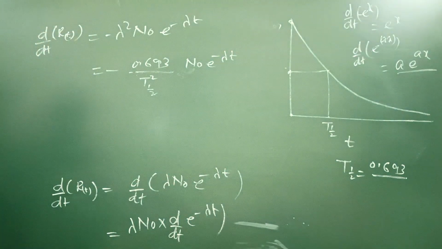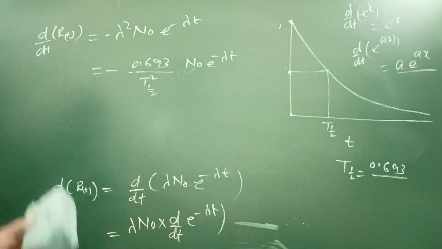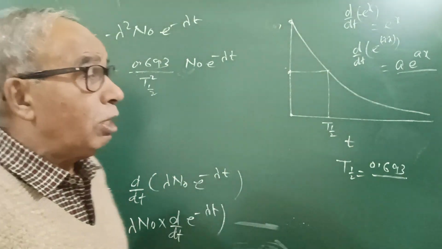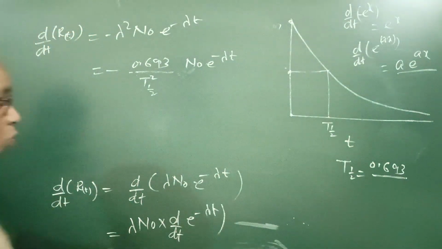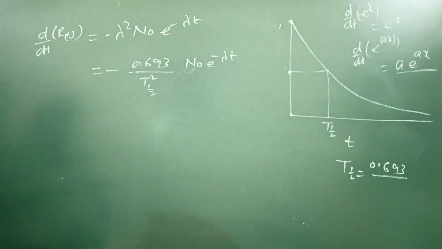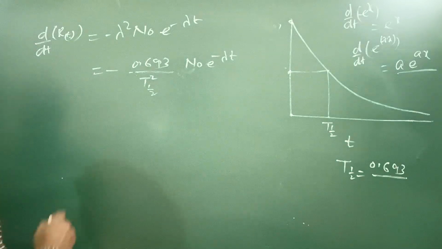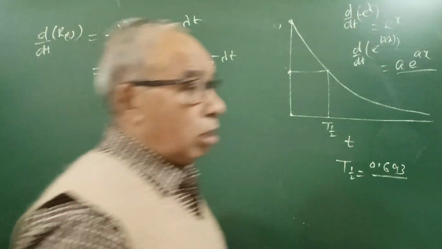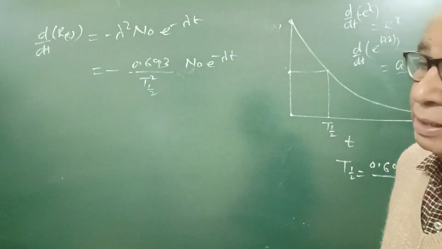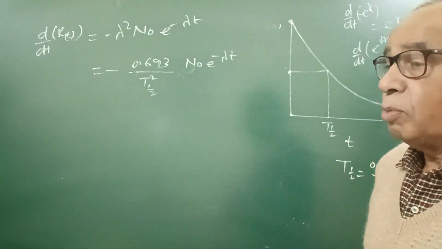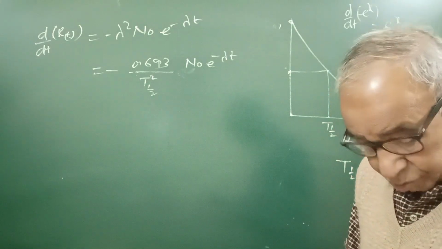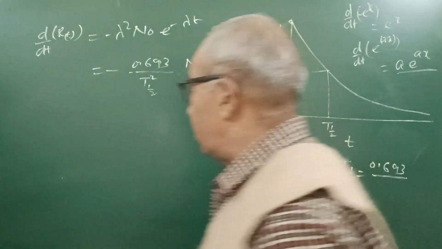So at a given time, there was a question once that the rate of change of radioactivity is inversely proportional to the square of the half life period. So the rate of decrease of radioactivity is proportional to 1 upon t half square.